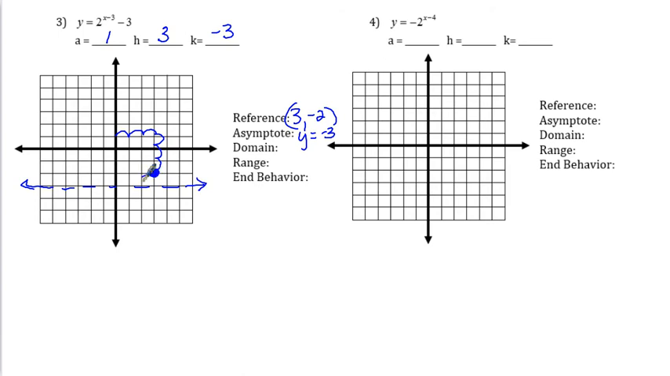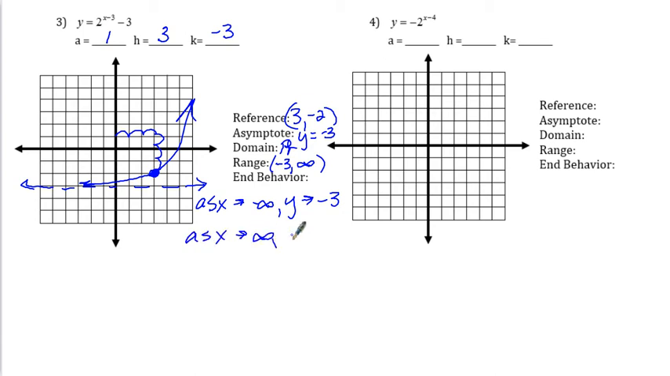This exponential acts like the others. Our domain is still all real numbers. Our range is slightly different. It goes from negative 3 up to infinity, not including the negative 3. Our end behavior, as x goes to negative infinity, y does decrease, but it never decreases past the negative 3. On the right-hand side, as x goes to positive infinity, y is allowed to go to positive infinity.